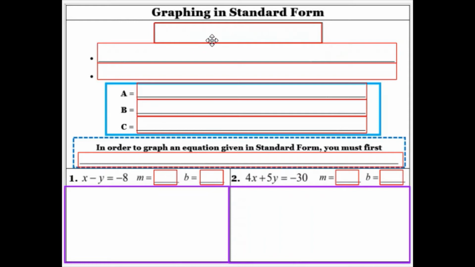And for the last lesson of this unit, we're going to learn how to graph in standard form. So what is standard form? That is when the equation is in the form ax plus by equals c, where x and y are on the same side. X and y terms are on the same side.